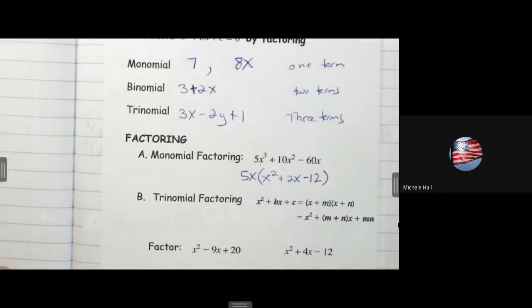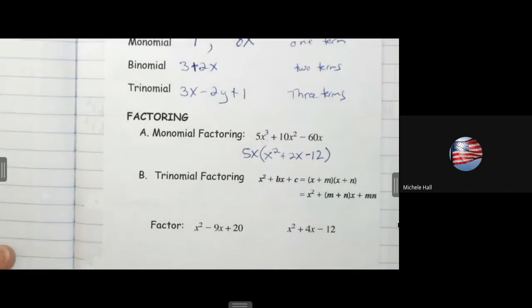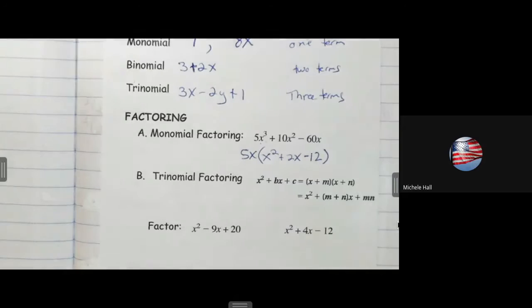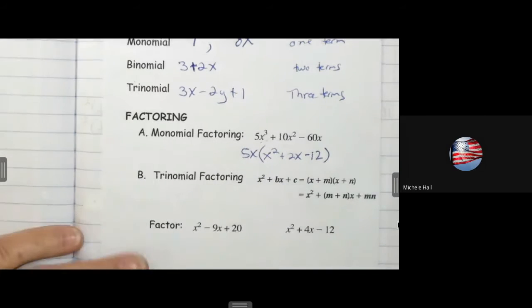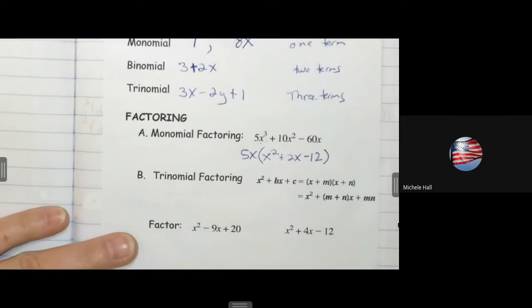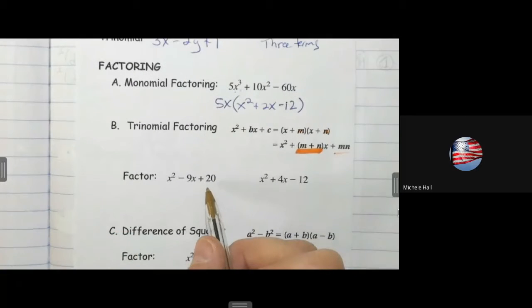It'd be monomial factoring. That's the first one you should always check because it'll make the other kind of factoring easier. If you can take out numbers that are really big and bring it down, you will factor a lot quicker.